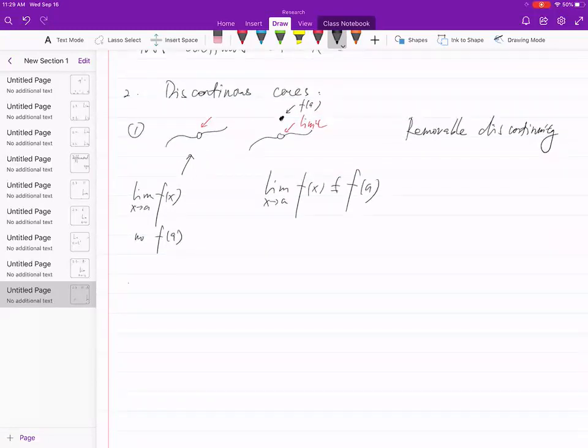Okay. Now the second case. We have a jump discontinuity.